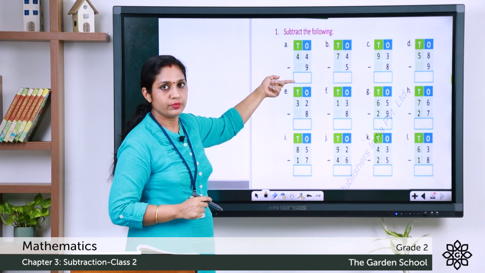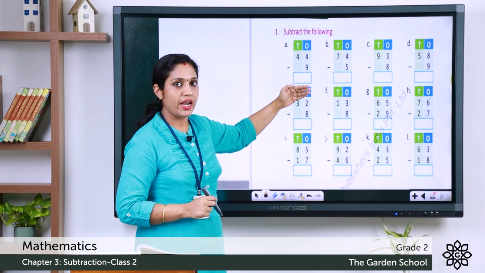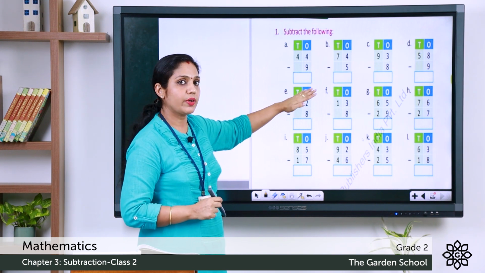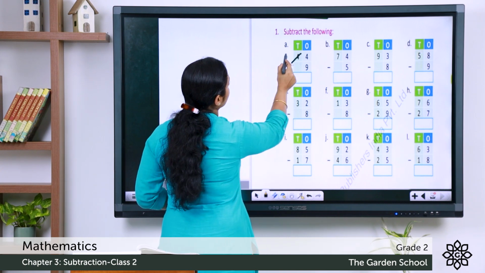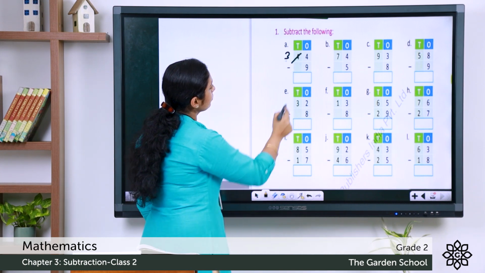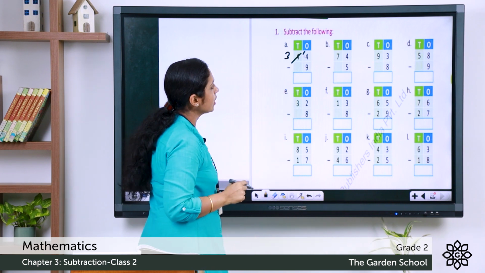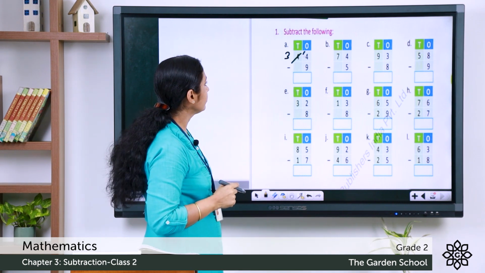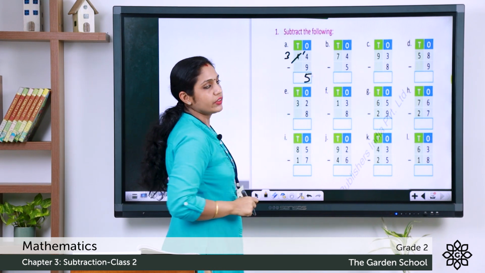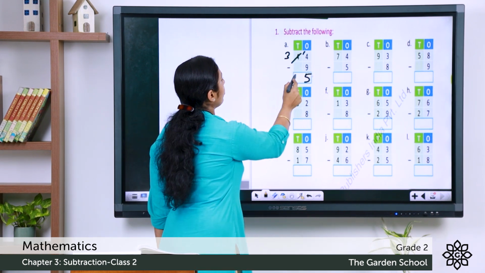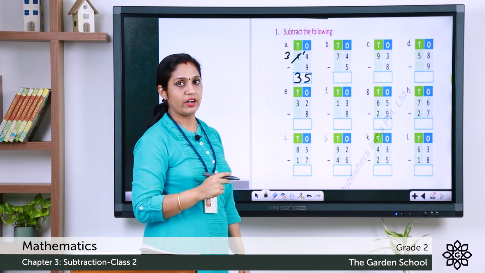Which one is greater? 4 or 9? 9 is greater. We are not able to subtract. We go for borrowing. Now it's 14 minus 9. We have 5 here and the 3 in the tens place.